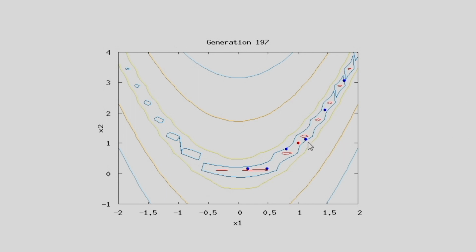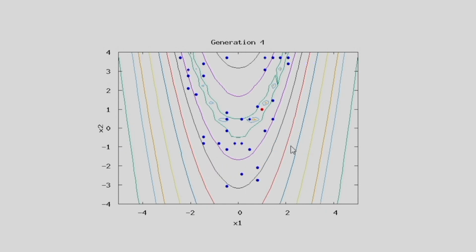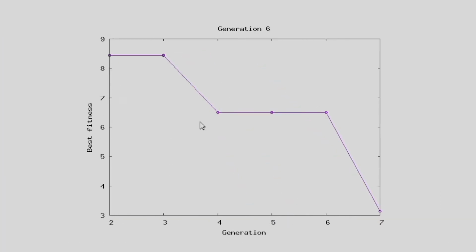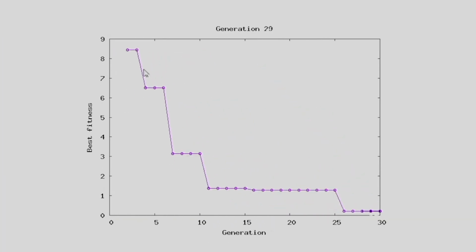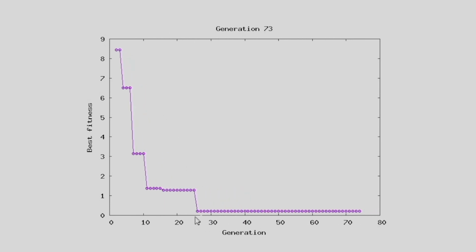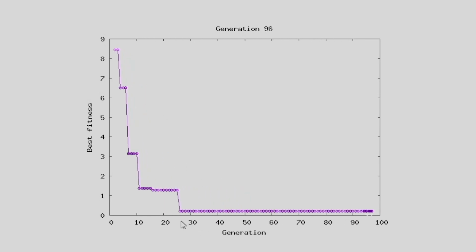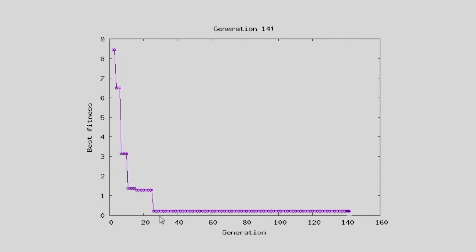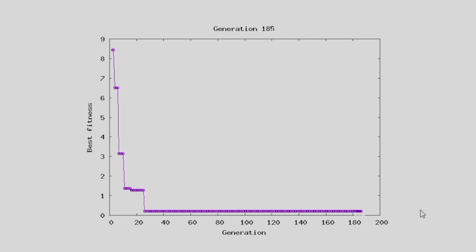So, this is the blue point which is closest, and that remains the same. Now, let us look at the progress. The progress plot has the number of generations on the x axis and the best fitness on the y axis. Here you can see the improvement in the solution drastically reduces in the early generations, and thereafter, after 23 generations, there is no improvement in the fitness.